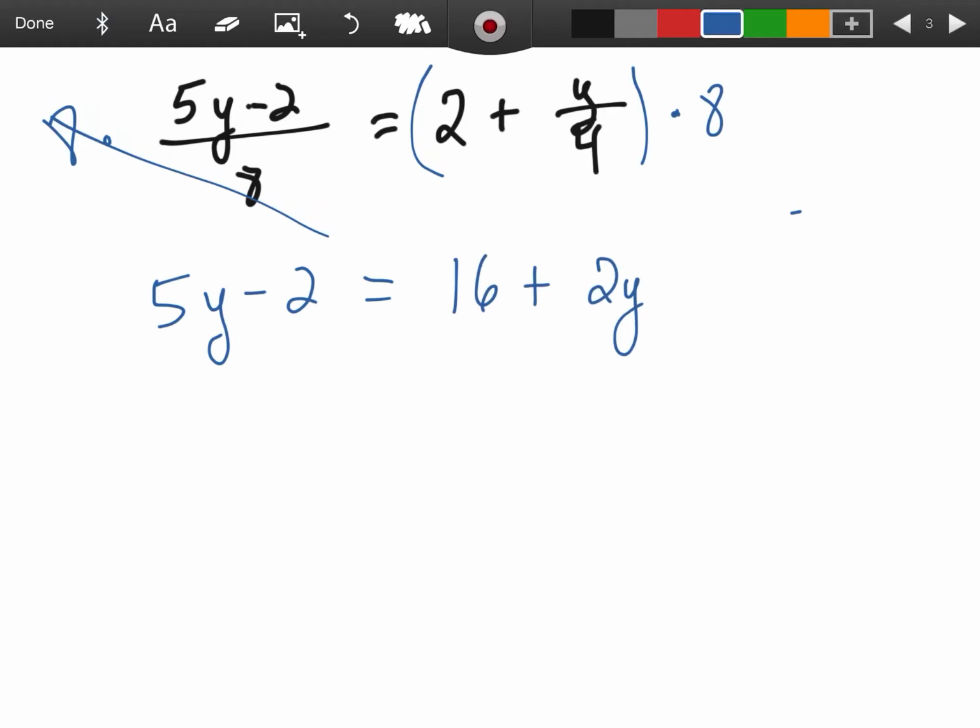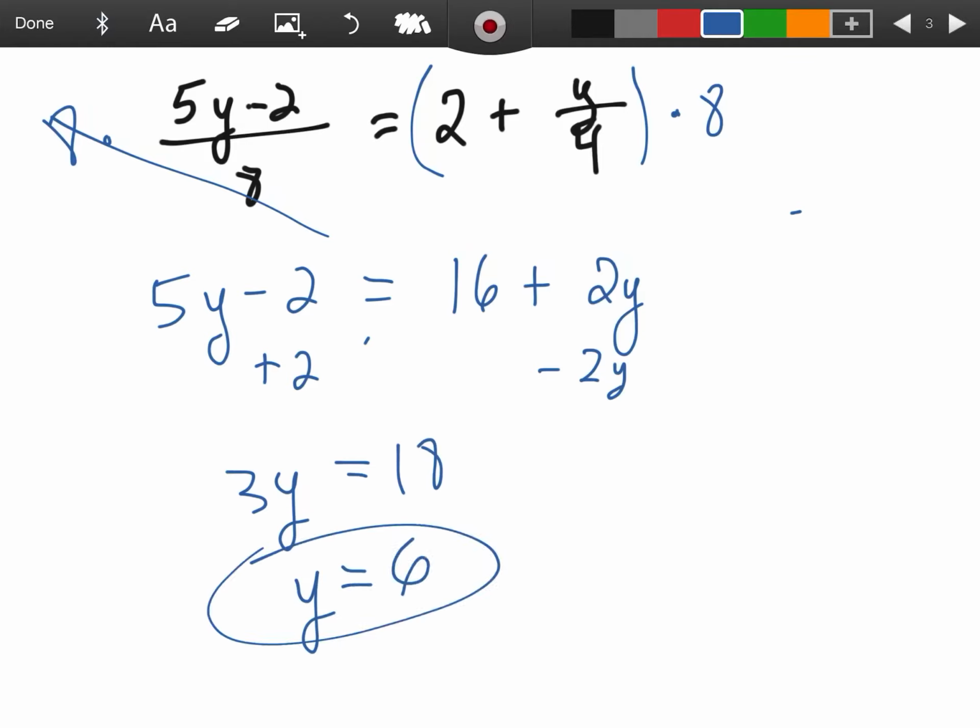All right, and now it's just like the last problem I had. I'm going to subtract 2y from each side. I'll add 2 to each side. That gives me 3y is equal to 18. And then I'll divide by 3 to get y equals 6. All right, y equals 6.